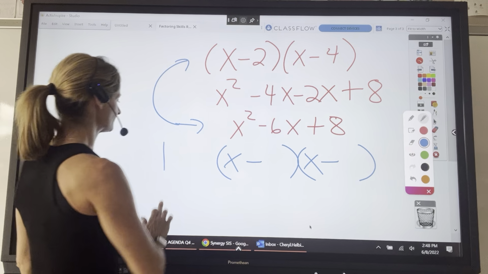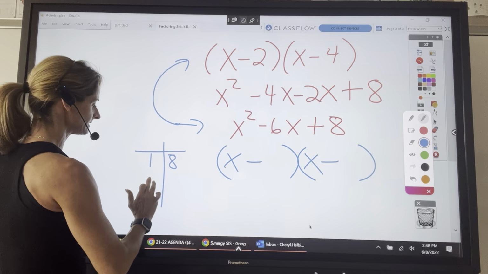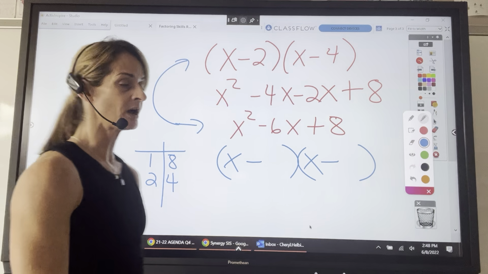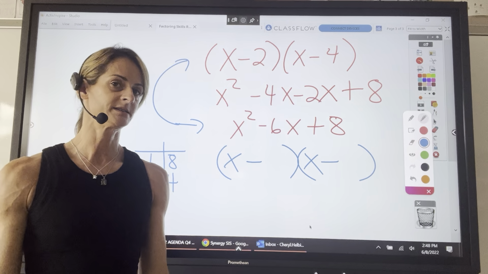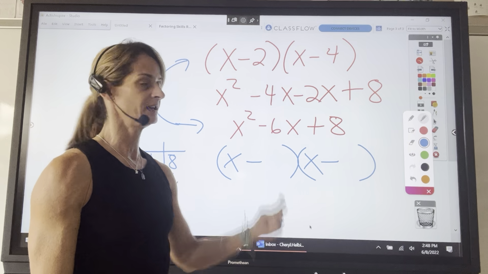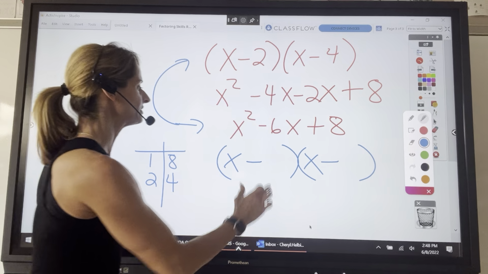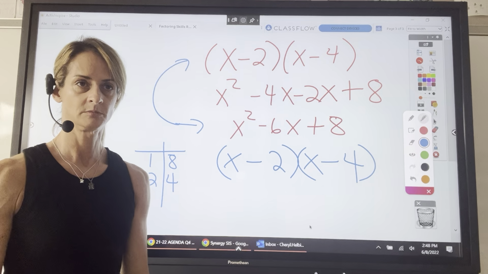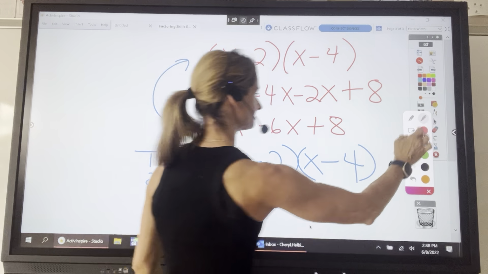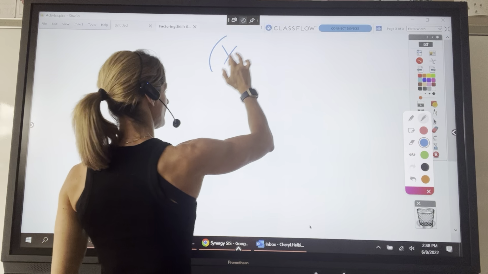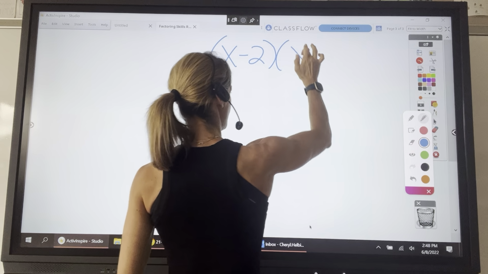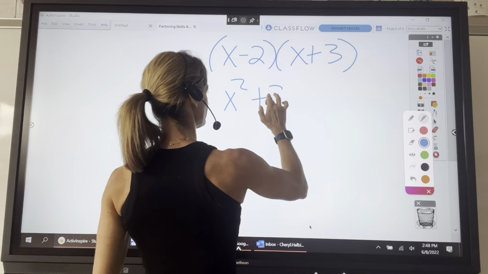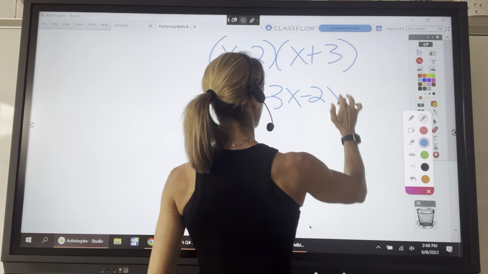So options for 8 are 1 and 8, 2 and 4, and that's it. We know it's not 1 and 8 because negative 1 plus negative 8 is negative 9, and we need negative 6. So it has to be 2 and 4. Good? Now let's do opposite signs. x minus 2, x plus 3. Okay, so we get x squared plus 3x minus 2x minus 6.